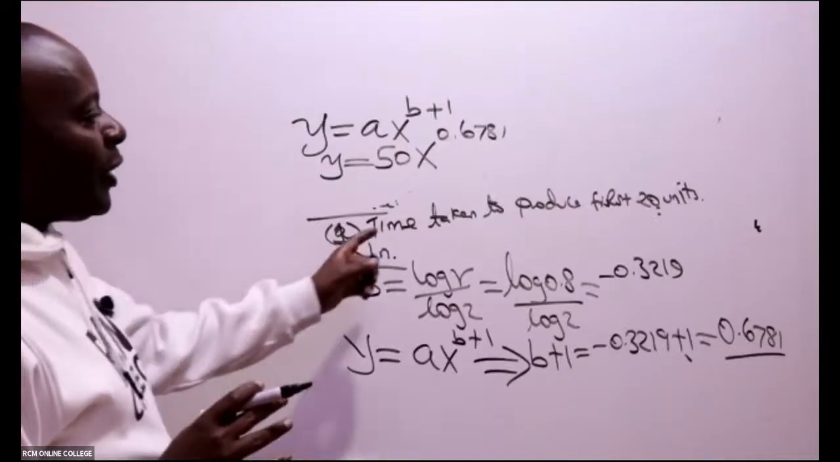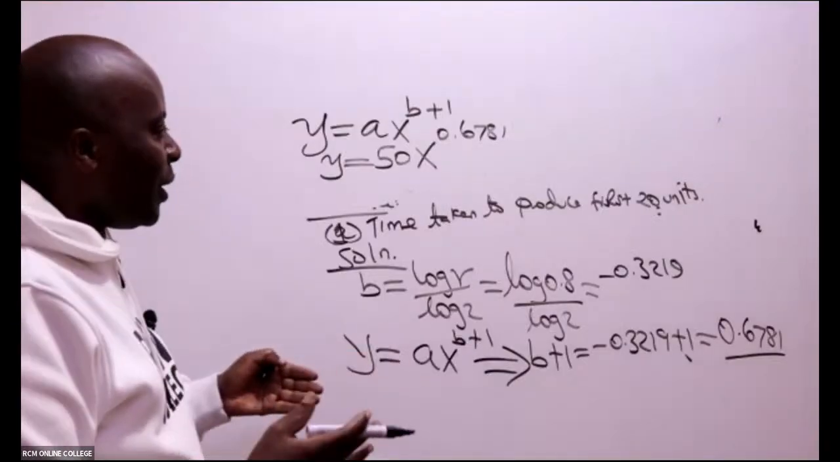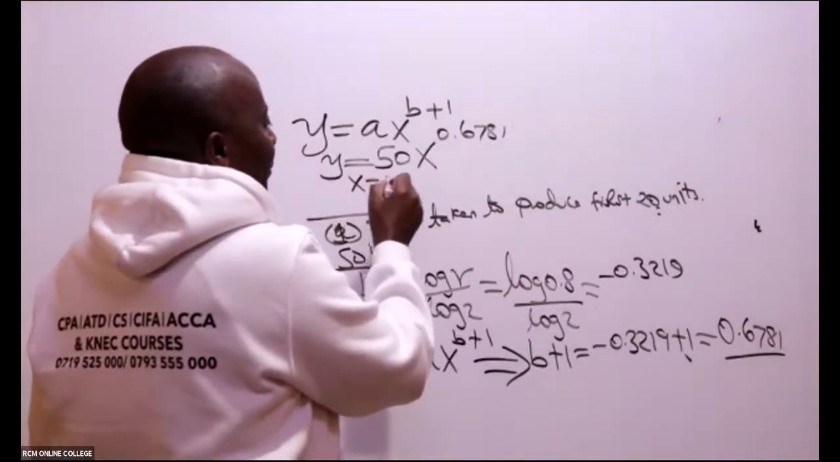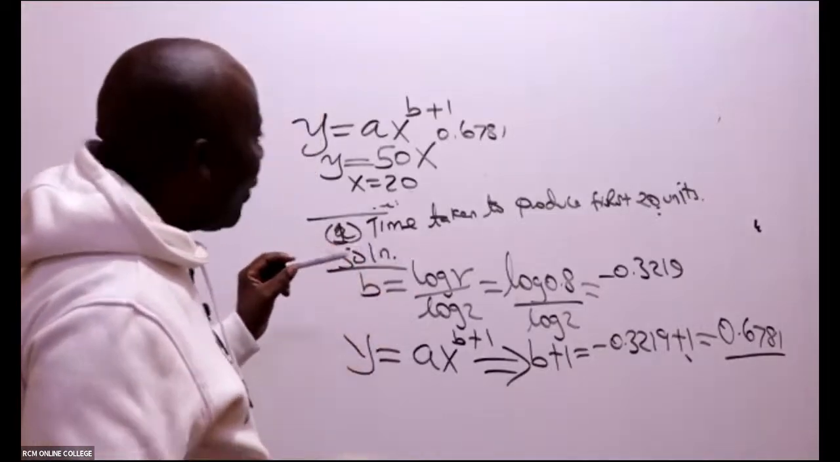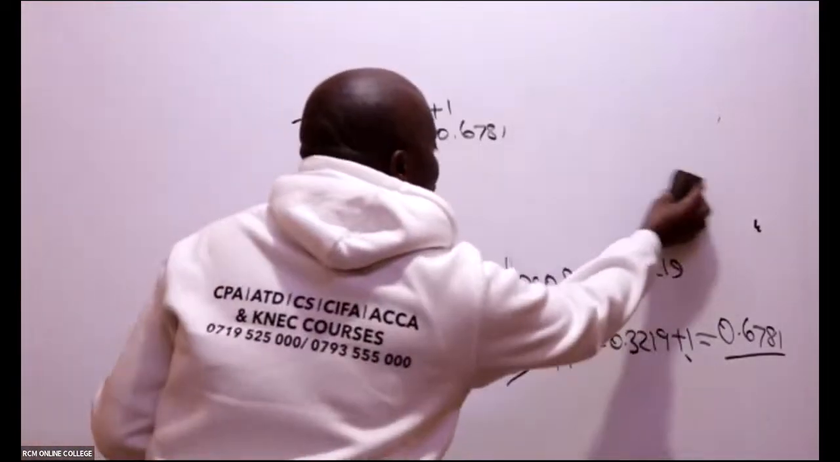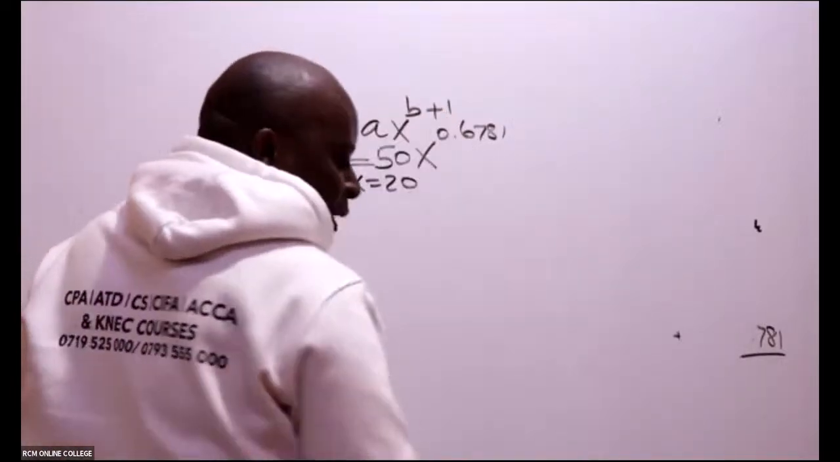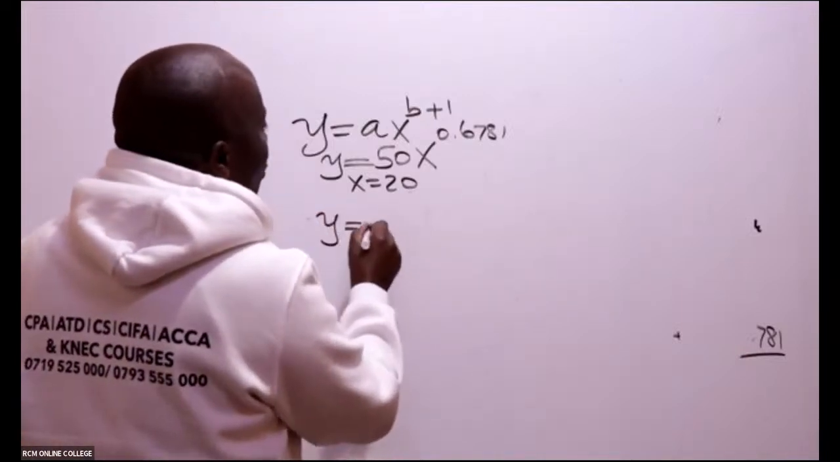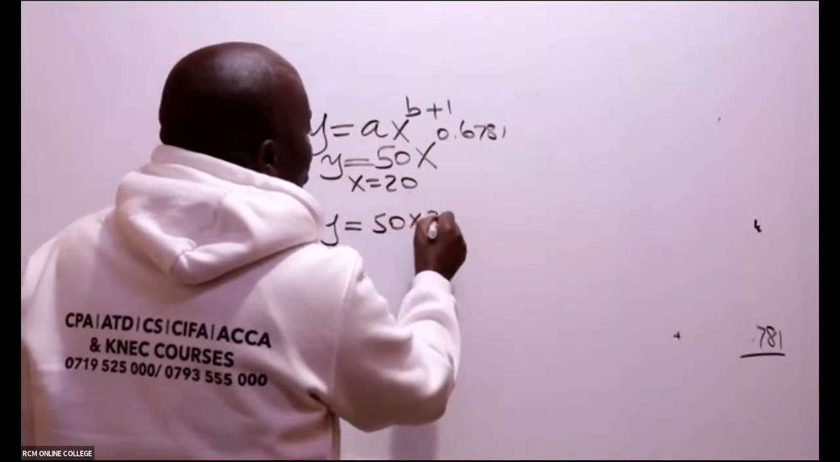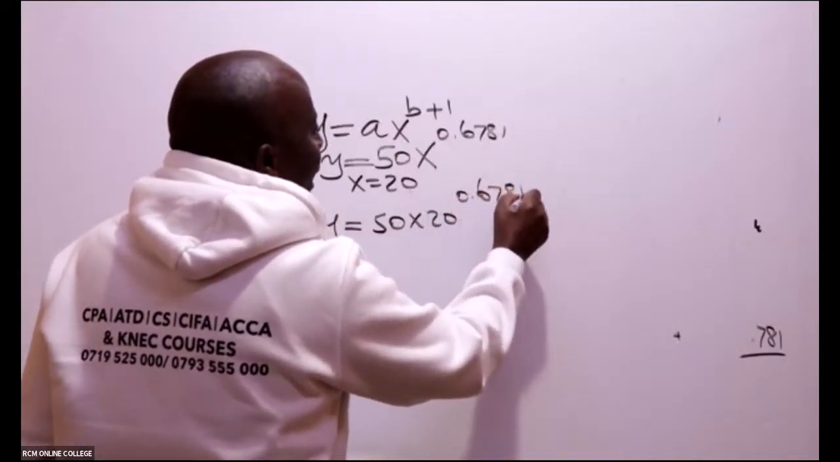And remember, they want us to give them the time taken to produce the first 20 units. So that means what here? X is 20. And if X is 20, then I will be able to give you the value of Y. So my Y, ladies and gentlemen, here will be 50 into 20, and this 20 is being raised to 0.6781.